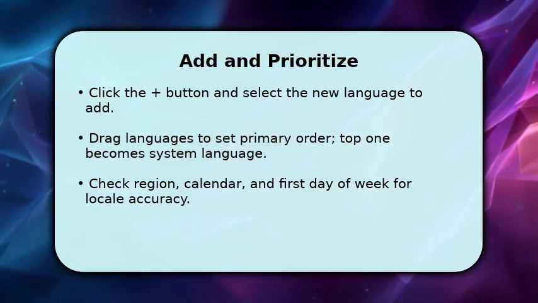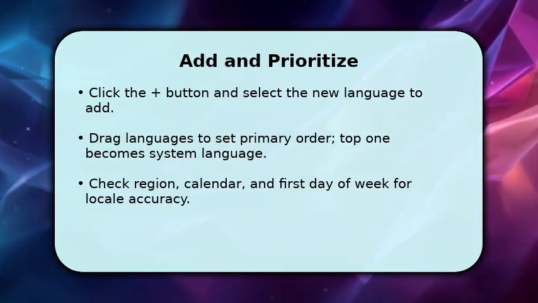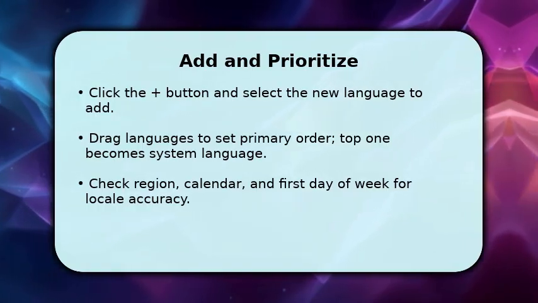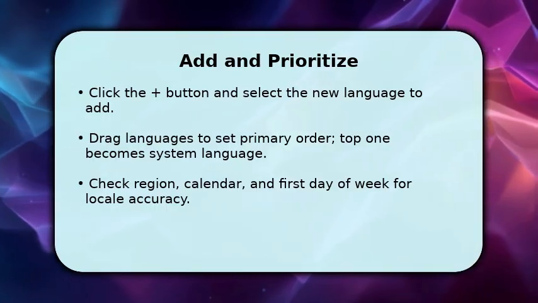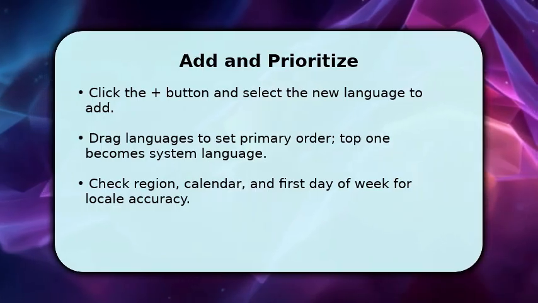Once in Language and Region, add the language. Click the plus sign, search or scroll, and choose the variant you need. This matters for regional spellings and formats. After adding, drag that language to the top to make it primary. The system prompts you to restart apps or log out.